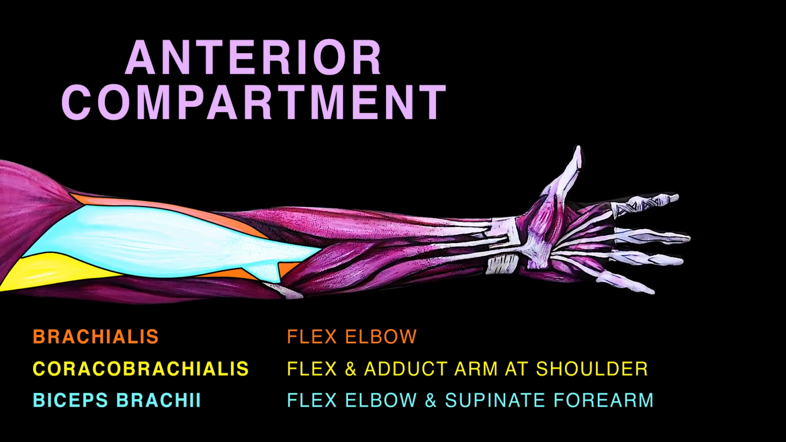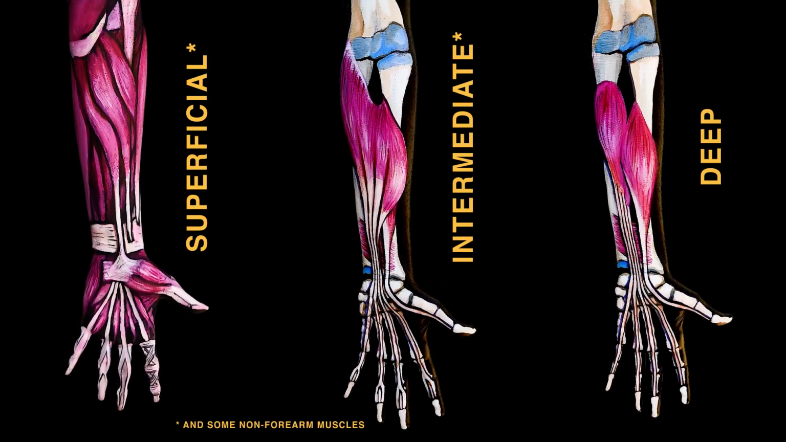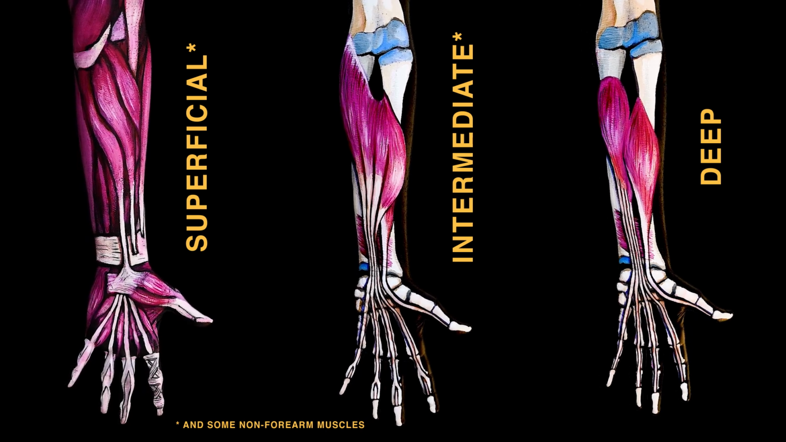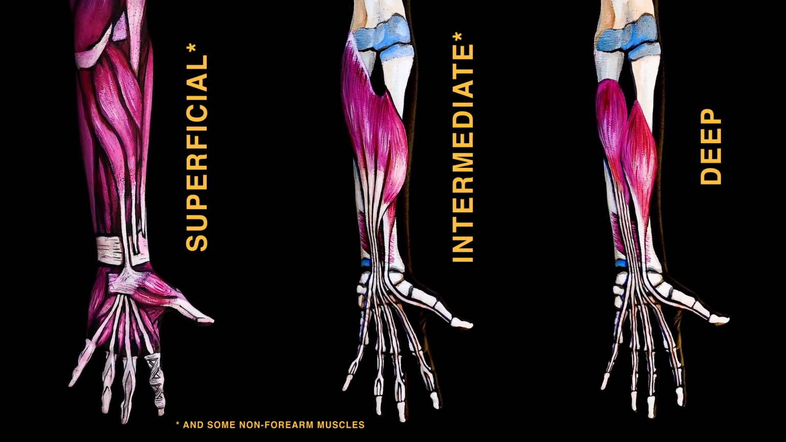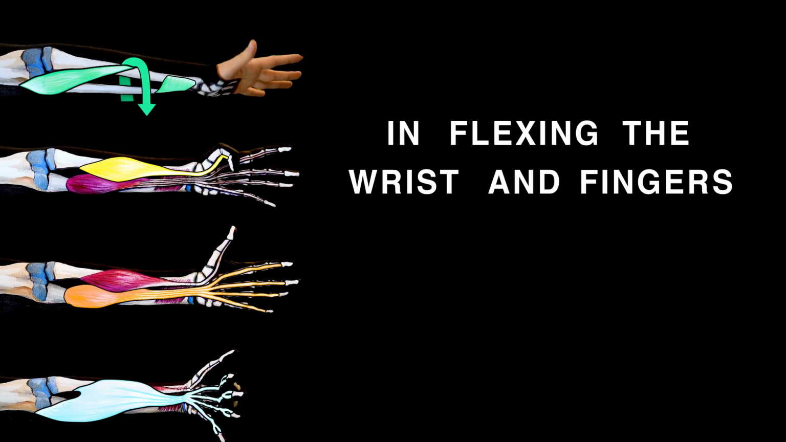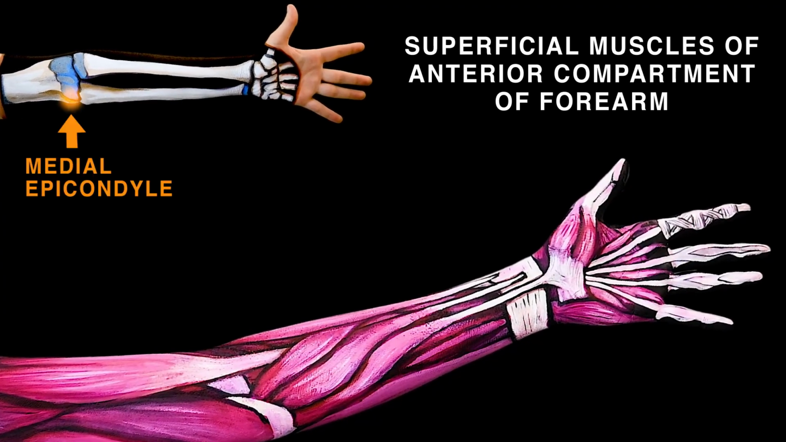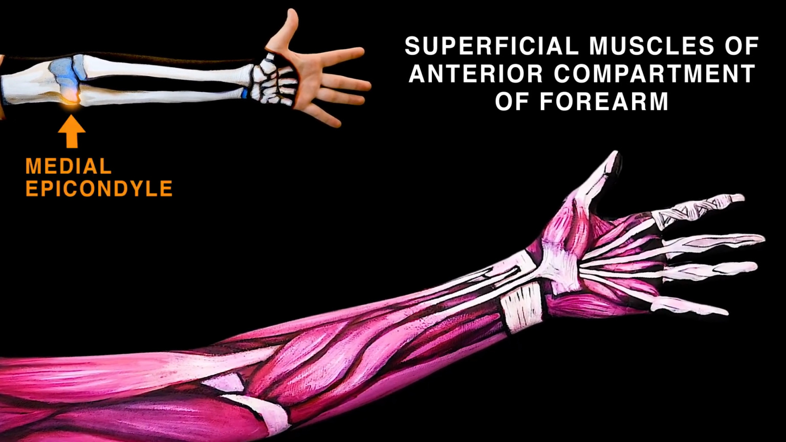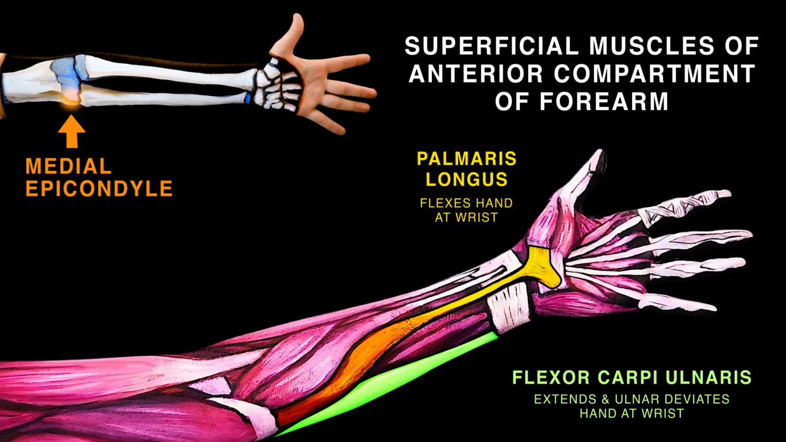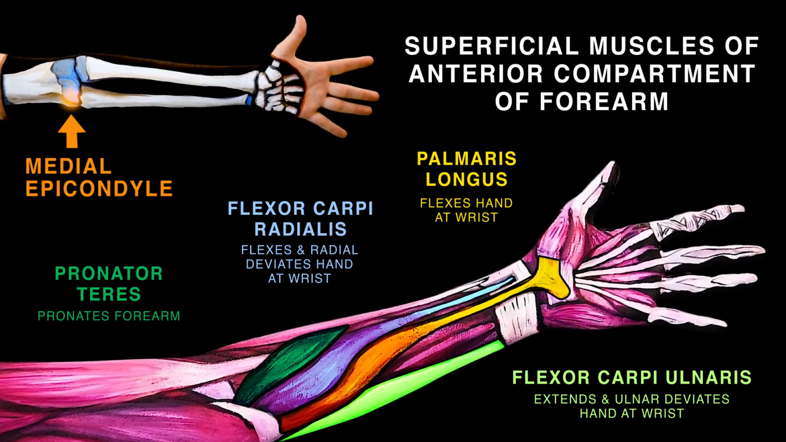and biceps brachii. And in the posterior compartment is triceps brachii. The anterior compartment of the forearm has muscles with superficial, intermediate, and deep layers. And in general, these forearm muscles participate in flexing the wrist and fingers and making them pronate. Superficial ones arise from the medial epicondyle of the humerus, sharing a common tendon. They include flexor carpi ulnaris, as well as palmaris longus, and flexor carpi radialis. And last but not least, there's the pronator teres.